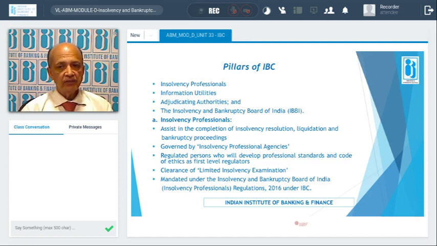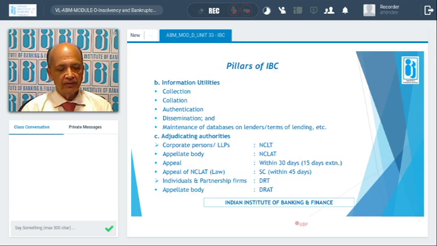Information utilities are another agency, another pillar, whose main role is the collection of data, then authentication, dissemination, and maintenance of the database on lenders and terms of lending. That is, everything is ready-made, data storage would be there, the entire data regarding the unit.